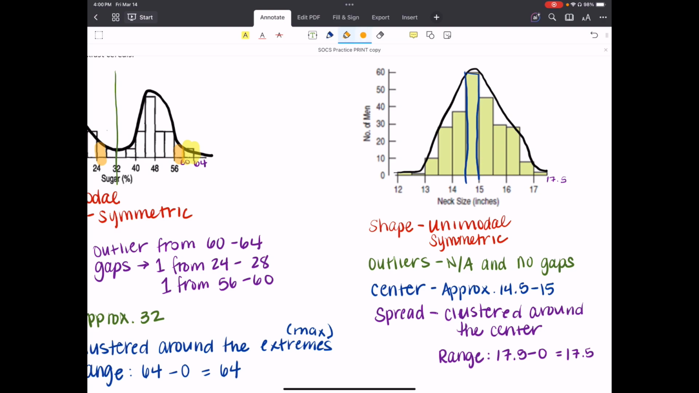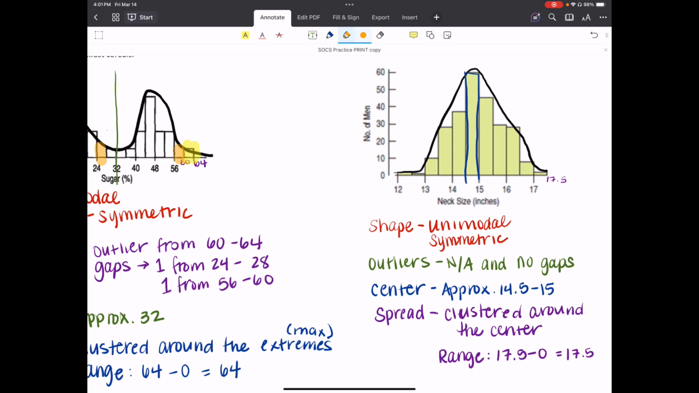So our shape, if you outline the shape, it is unimodal because it only has one hump, and it is very, very close to being symmetric. If we look at this right here, the front is just a teeny bit different than the back. So if you put non-symmetric for that, I'm okay with that too. But for the sake of this example, I'm going to go with symmetric. So our outliers, there are no outliers in this one, and there are no gaps. So the outlier one was pretty easy.